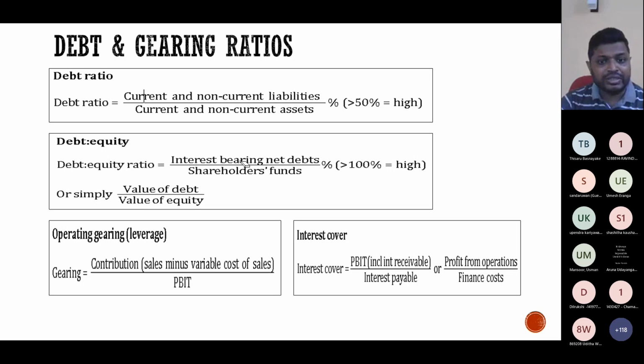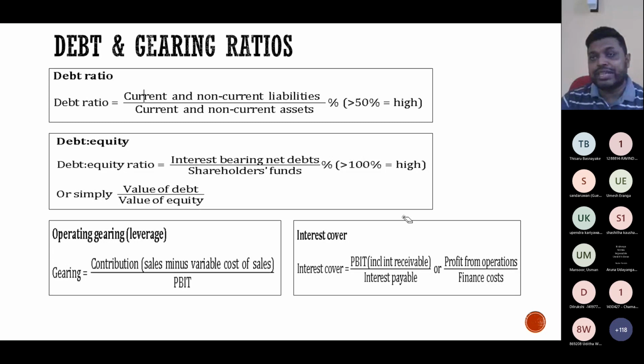Operating gearing is contribution, that is sales minus variable cost, divided by profit before interest and tax, right? That means the contribution should be more than PBIT, profit before interest and tax, because you have to pay interest and tax. The contribution should be sufficient. If you have a higher gearing ratio, that means you have a proper operating leverage. That means assets will be able to generate more profit.